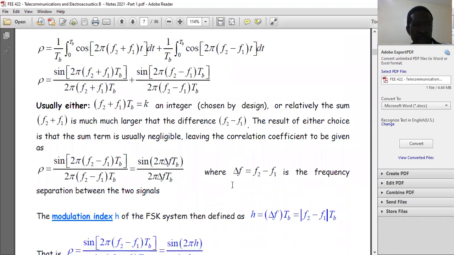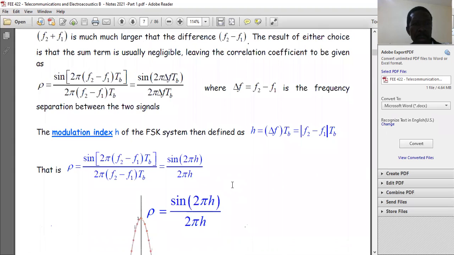So if you have a frequency shift keying signal, two separate frequencies, then you'll find that the separation of the two frequencies, f1 minus f2, relative to the bit duration, we represent by the parameter h. We're putting the absolute value here so that it doesn't matter whether f2 or f1 is greater. And the correlation coefficient will be given by sin(2πh) over 2πh.